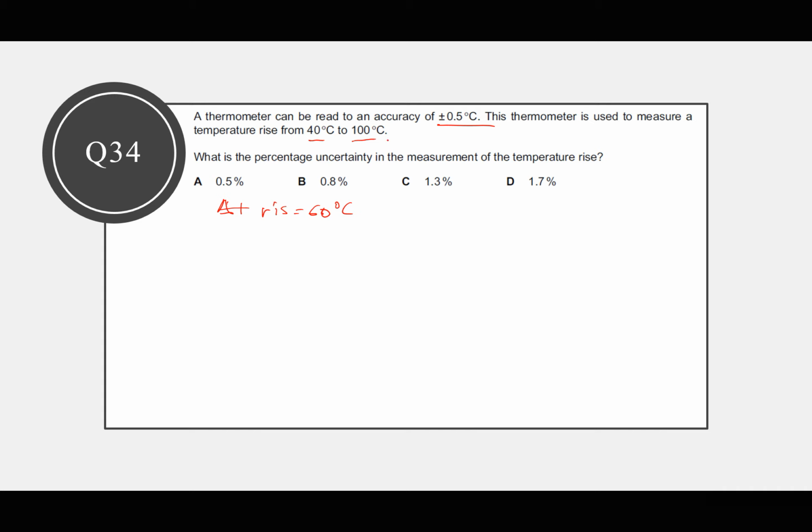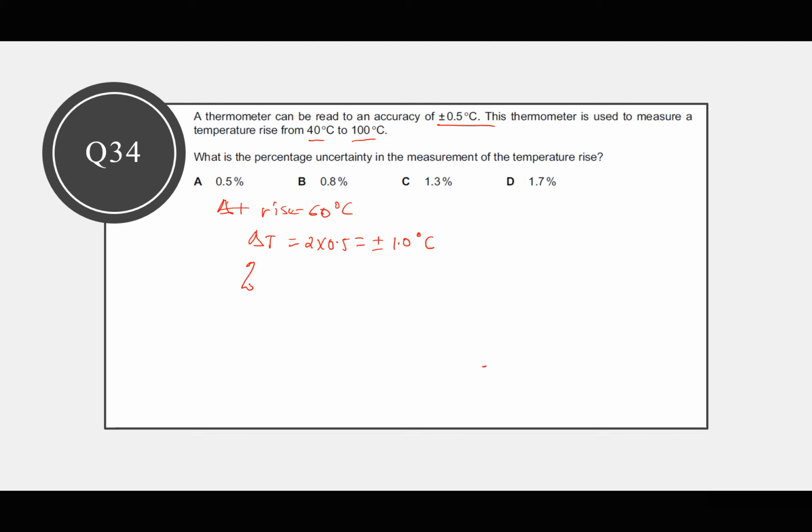The thermometer can be read to an accuracy of this. Remember, in each measurement there will be that uncertainty. So the uncertainty in the temperature rise, delta T, is going to be twice this, because we don't subtract uncertainties. The uncertainty in 40 is plus or minus 0.5. The uncertainty in 100 is plus or minus 0.5. So the total absolute uncertainty is twice 0.5, which is plus or minus 1.0 degrees Celsius. That is the absolute uncertainty in this rise in temperature.